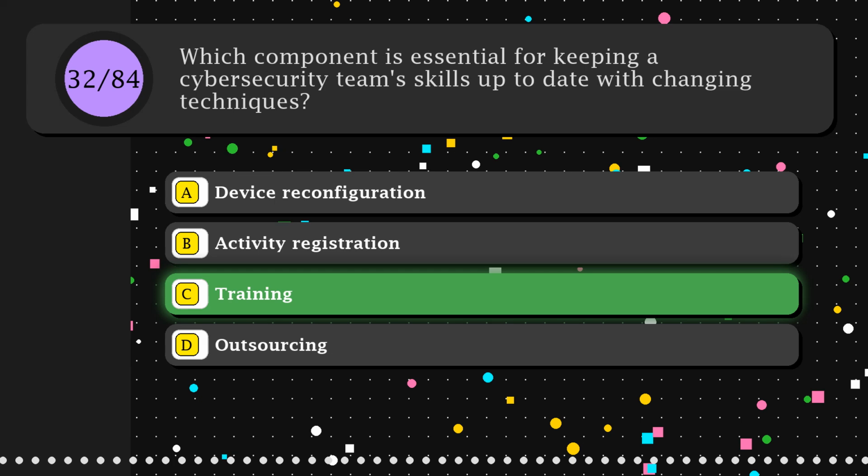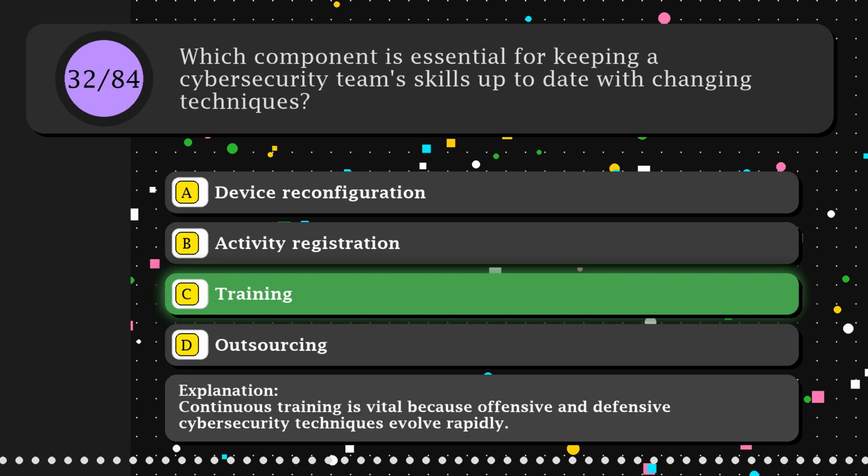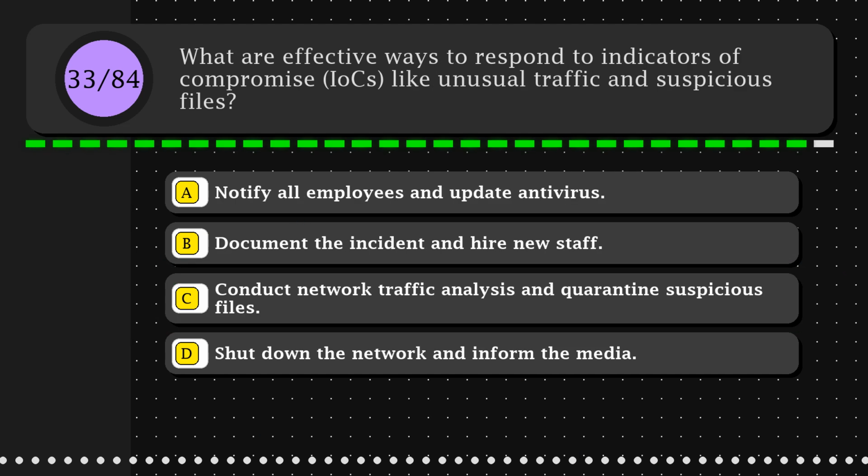The correct answer is option C, training. Continuous training is vital because offensive and defensive cybersecurity techniques evolve rapidly. Question 33. What are effective ways to respond to indicators of compromise, IOCs, like unusual traffic and suspicious files?